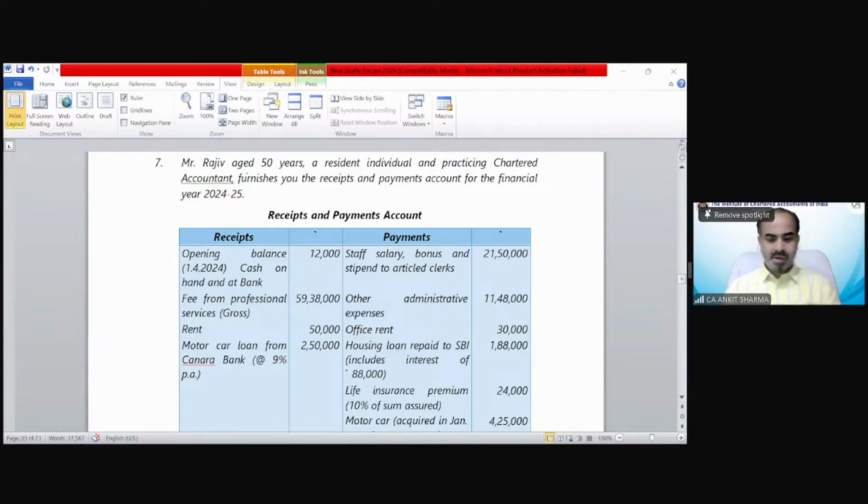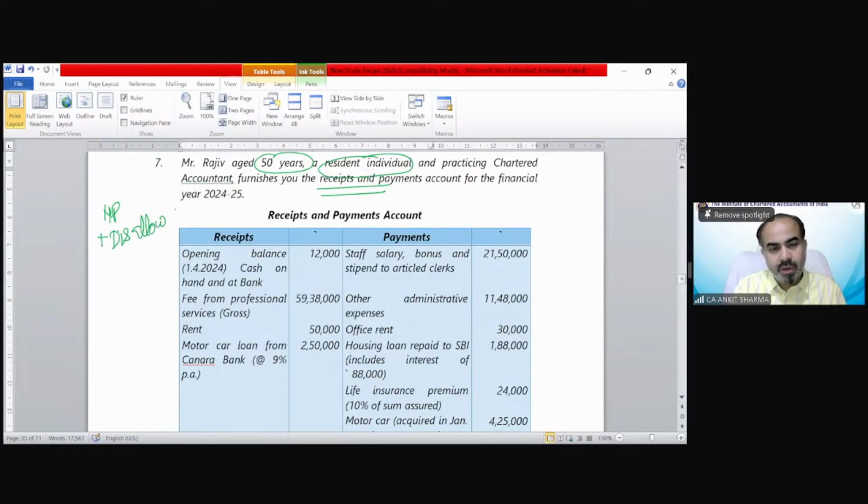Okay. So question number 7 is here right now in front of all of you. Mr. Rajiv, age 50 years, a resident individual and practicing chartered accountant, has submitted the receipt and payment account. So whenever a question gives a receipt and payment account, or an income and expenditure or profit and loss account, what we do is take the net profit, add back the disallowed expenditure, and subtract the disallowed income. That's the basic format. Okay.